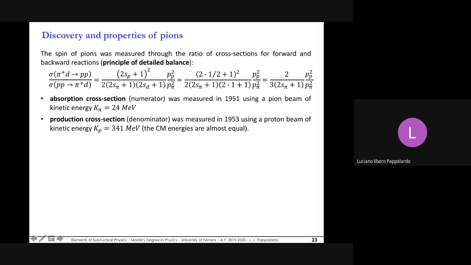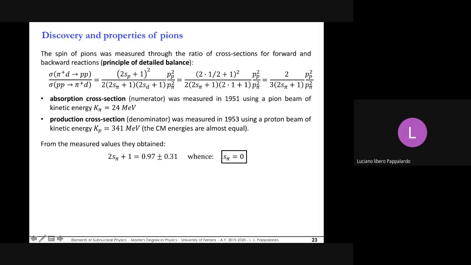Now, it was known that the spin of the proton is 1/2. It was also known that the spin of the deuteron is 1. So you can put numbers here and simplify the situation. The only unknown here is the spin of the pion, once you measure precisely the momenta of the proton and the pion. So the only unknown was this factor, 2 times the spin of the pion plus 1, and it turns out that this was consistent with 1. And so the spin of the pion must be 0. This is the way it was measured that the spin of the pions is 0.